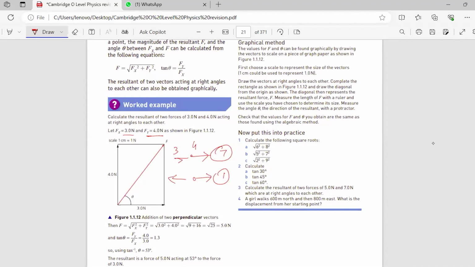If I ask, is 2 Newton possible by applying 3 and 4? The answer is yes. If I apply 3 Newton and 4 Newton forces, is a resultant of 4 Newton possible? Yes. Less than 1 or more than 7 is not possible.